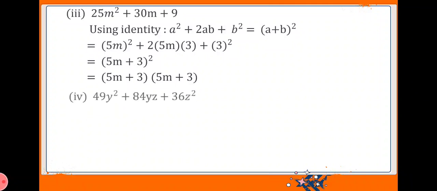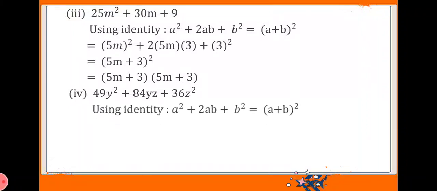Question number 4. 49y square plus 84yz plus 36z square. Again the middle term is plus, so we'll use the identity a square plus 2ab plus b square equal to a plus b whole square. Let's cross check. 49y square is the perfect square of 7y.